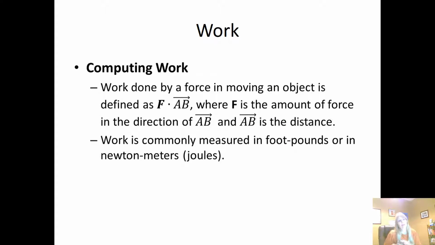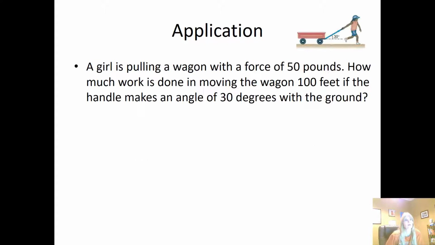Okay, so the last part's an application. Work done by a force in moving an object is defined as the force vector dotted with AB, where F is the amount of force in the direction of AB, and AB is the distance. Work is commonly measured in foot-pounds or in Newton meters, joules. So I have this girl that's pulling this wagon with a force of 50 pounds. How much work is done in moving the wagon 100 feet if the handle makes an angle of 30 degrees with the ground?